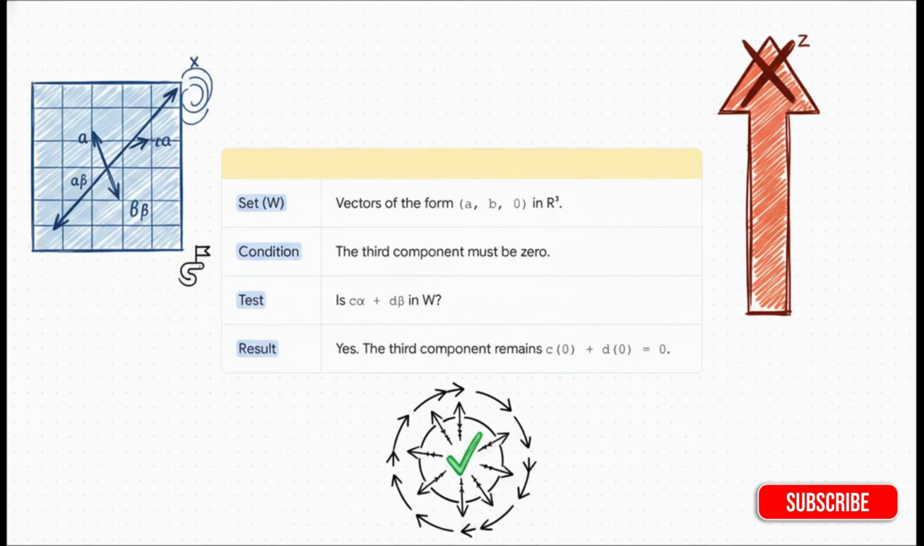Okay, one last example. Let's think about vectors in 3D space. But not all of them. Just the ones where the third component is 0. We're basically talking about the flat xy plane. So if you take any two vectors from this plane and combine them, what happens to that third component? Well, you're just adding and multiplying zeros, so it stays 0. The new vector is still on the plane. And that's it. It's a subspace.